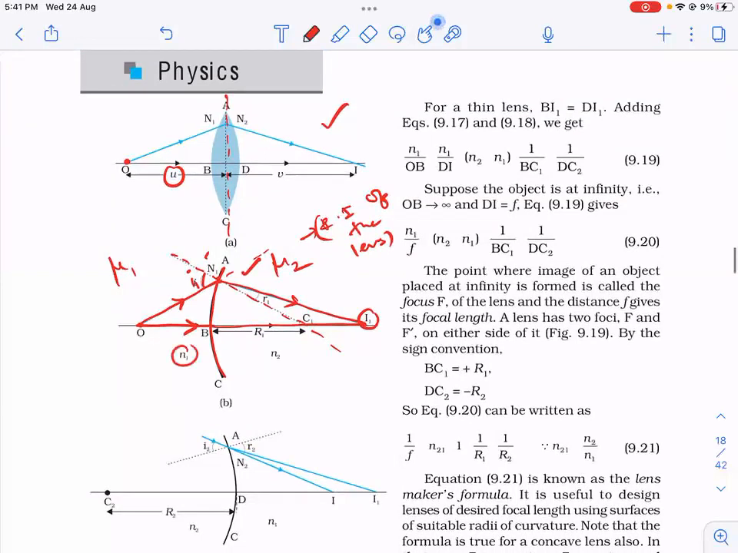So they have given no N1 and N2. In your textbook, they use N1 and N2 for N for refractive index. That's the only difference. And let's say the radius of curvature of the first surface is R1. Is there anyone having confusion?